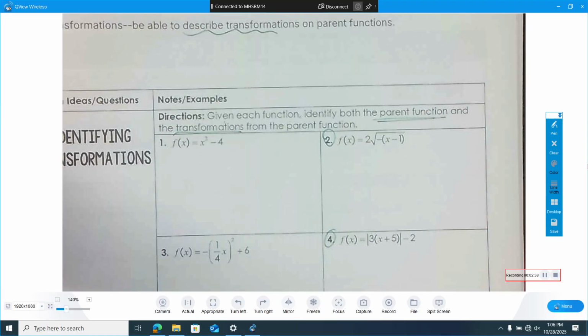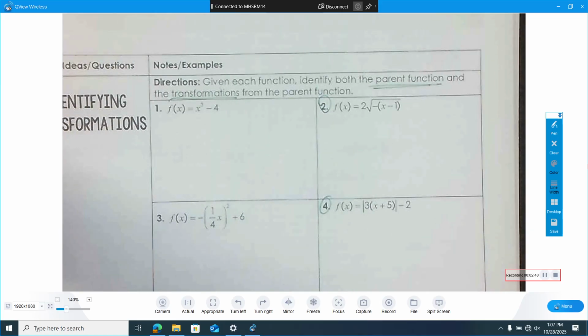So anyway, this is one of those things where it's easy to not get it in the right order, which is going to give you a completely different graph.